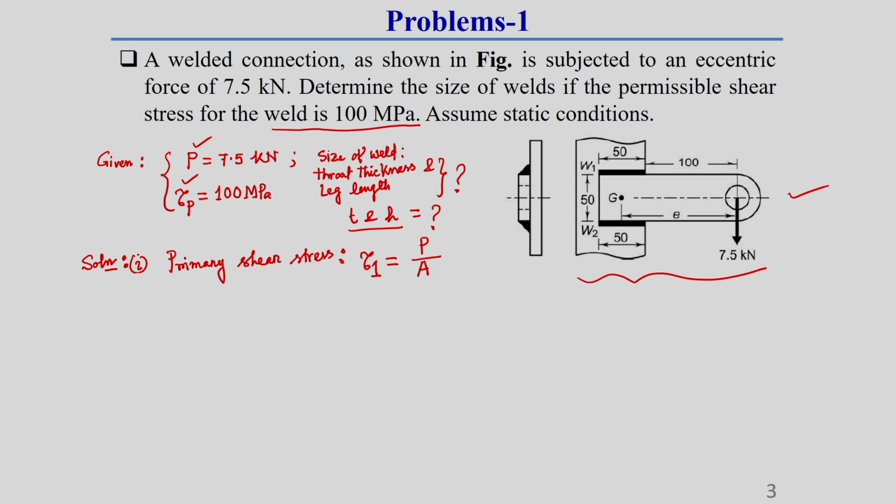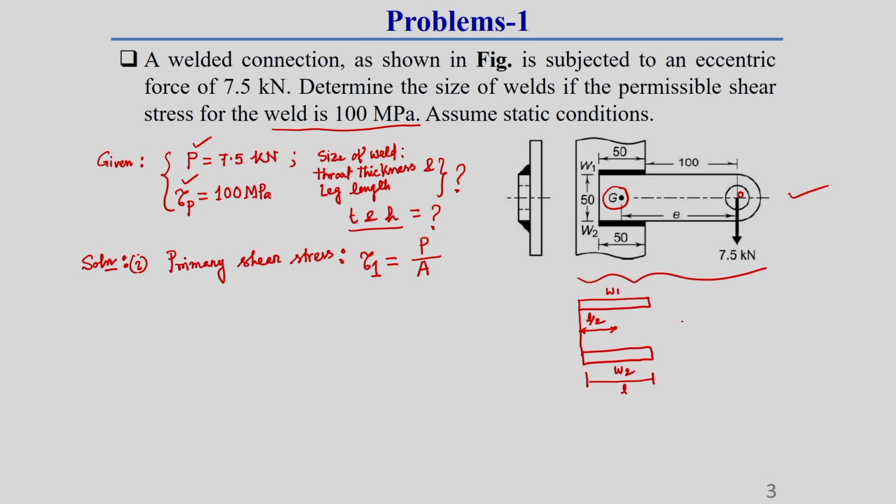We know from the last lecture that this eccentric force can be transferred from the external position O to the CG of this weld, G. Here you can see there are two symmetric welds, weld 1 and weld 2, and G will be at the mid length of these two welds. If the length of the weld is L, then from this side the distance will be L by 2.